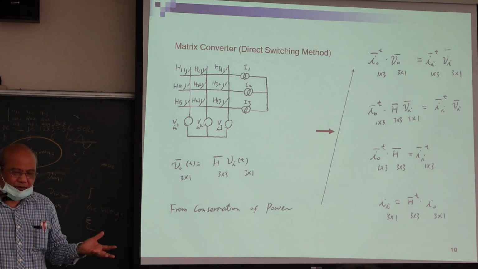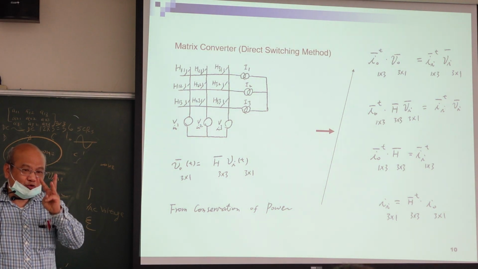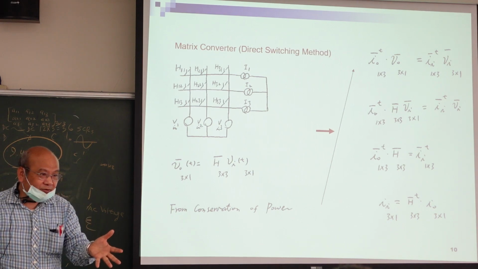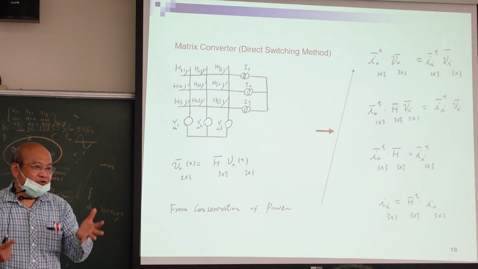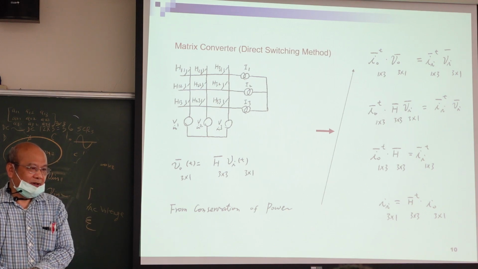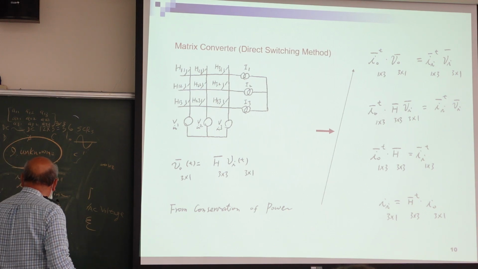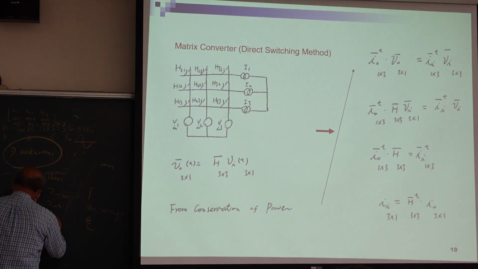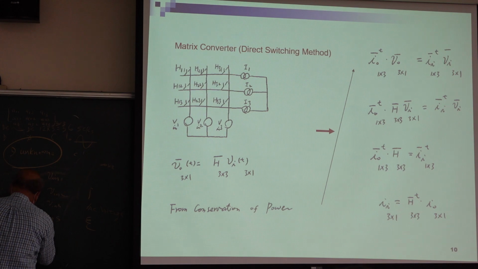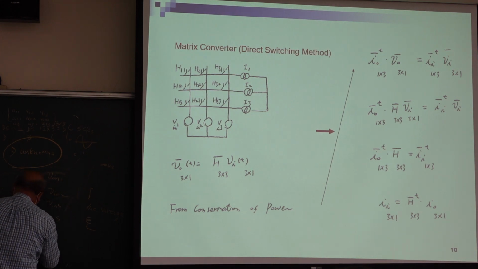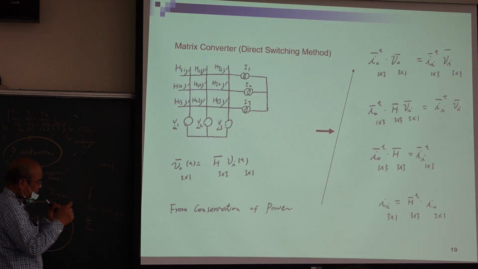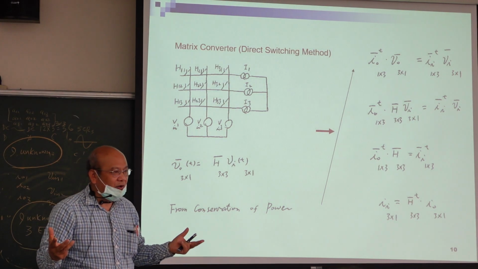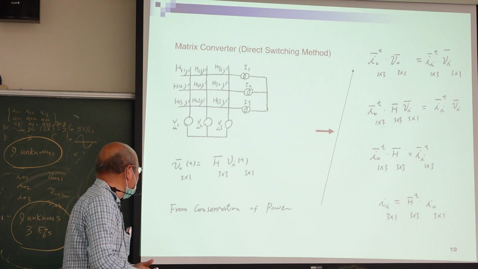Can you solve the 9 unknown parameters? How many equations do you have? 3 equations. How many unknowns? 9 unknowns. Can you solve this equation and get one unique solution? The answer is no.